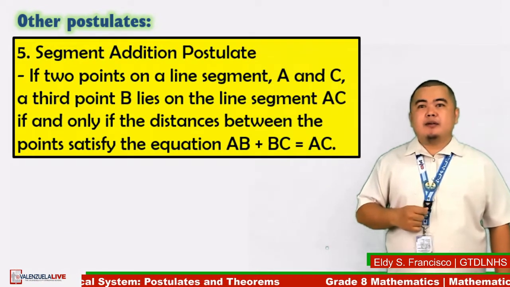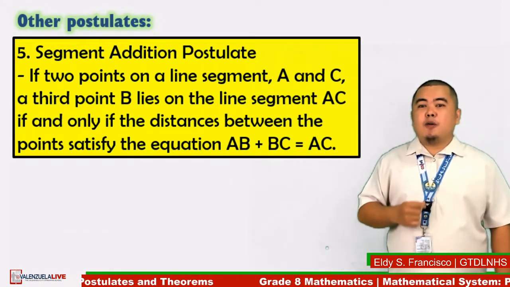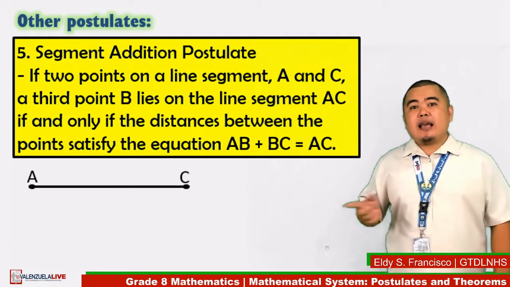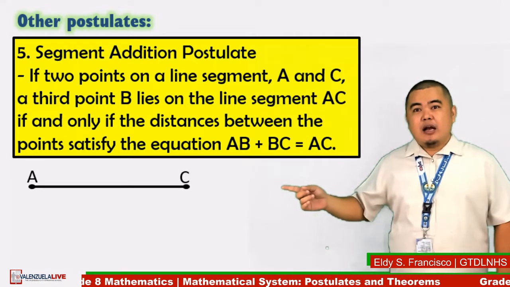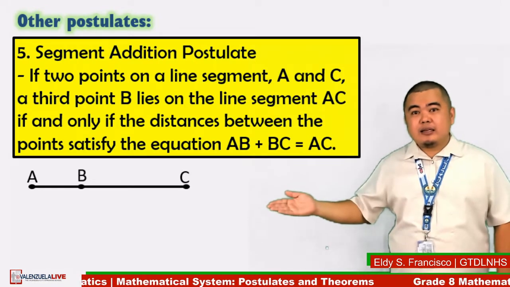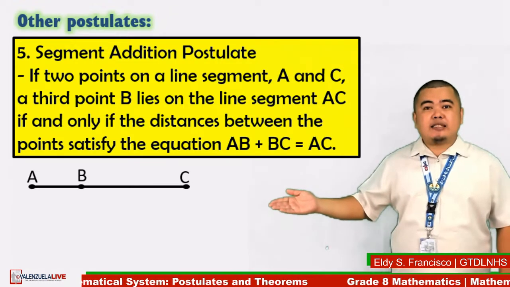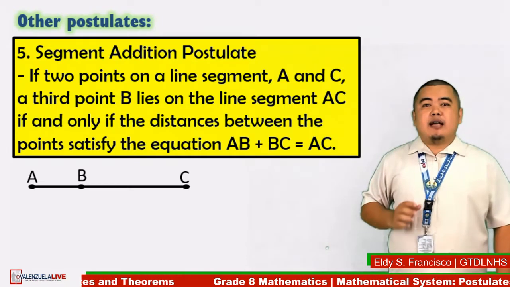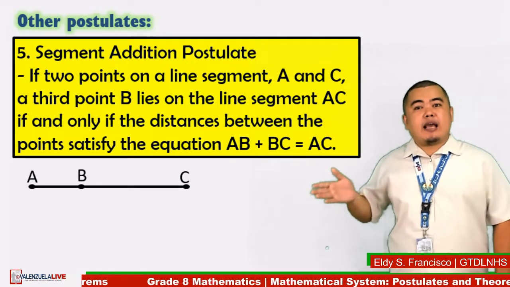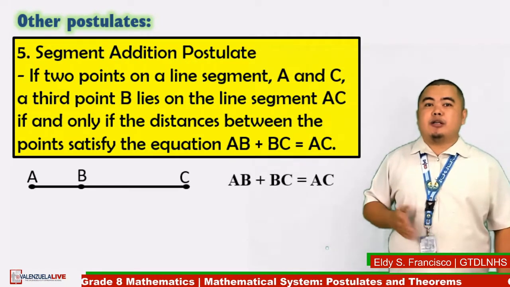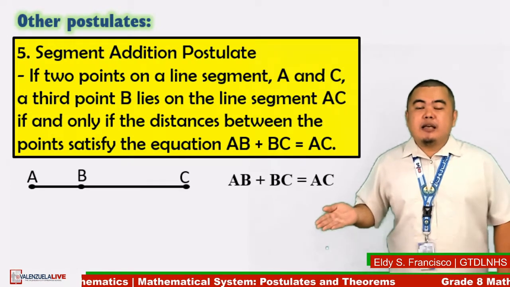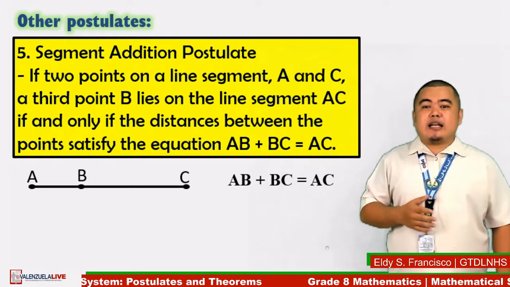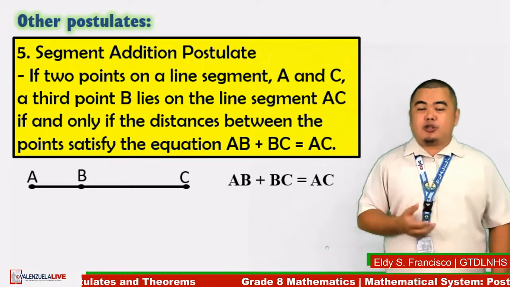Okay, number 5, segment addition postulate. If 2 points are on a line segment AC, a third point B lies on the line segment AC if and only if the distances between the points satisfy the equation AB plus BC equals AC. For better understanding, let us assign values on the segments.